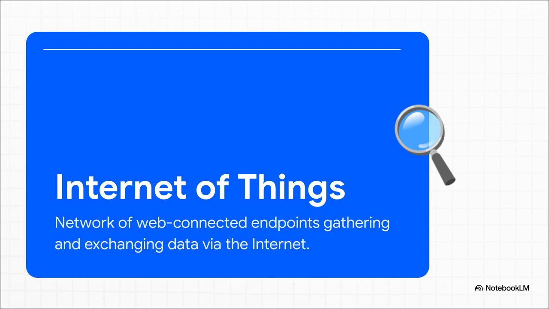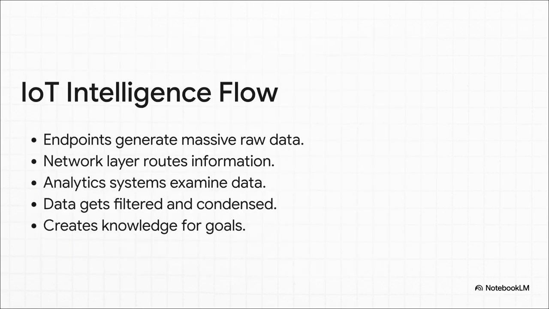But the true IoT is a much vaster ecosystem. We're talking about billions of independent, web-connected endpoints, dynamically gathering and exchanging data via the global internet. And the ultimate objective of this massive ecosystem isn't just basic connectivity for the sake of it. When we look at the intelligence flow, we start with those tiny endpoints and sensors generating massive amounts of raw, chaotic data. That data travels up through the network layer, gets filtered by information processing, and is finally viewed on analytical dashboards. The whole goal here is to transform raw physical sensor readings into structured, actionable knowledge. That's what drives smarter operations, whether you're looking at a smart city grid or an automated farm.